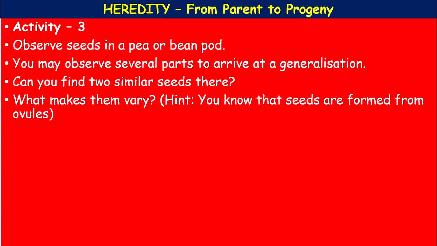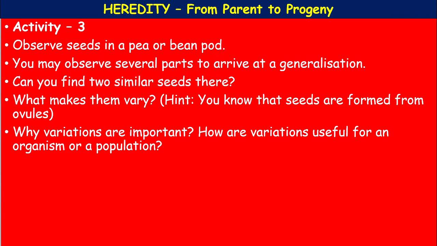You know that the seeds are formed from ovules. Why are the variations important, children? How are variations useful for an organism or a population? It is most important.